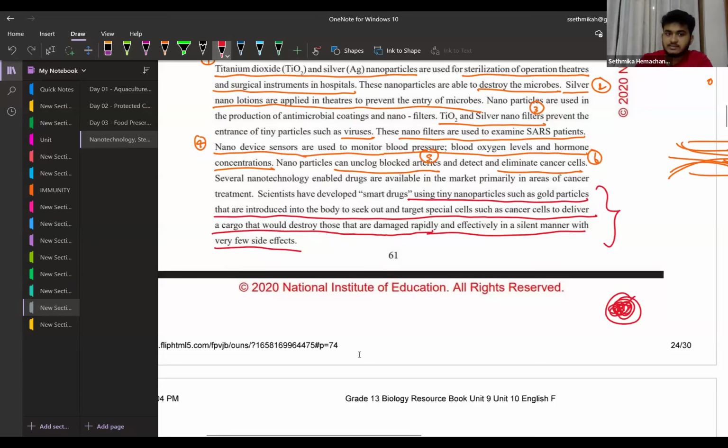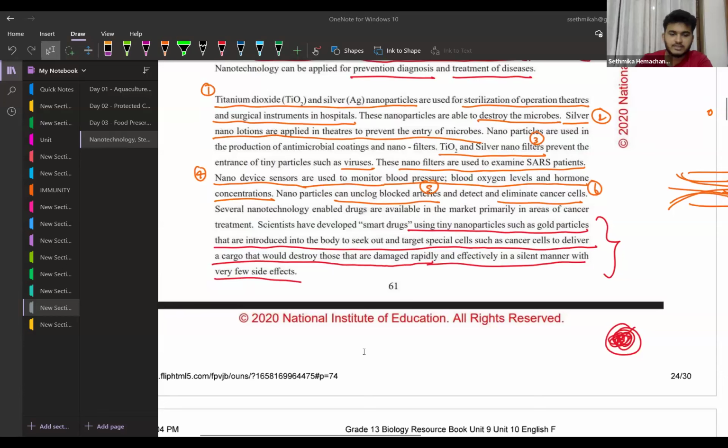Was that clear? Is it clear? These applications I just explained, were they clear? Or do you have any doubts?